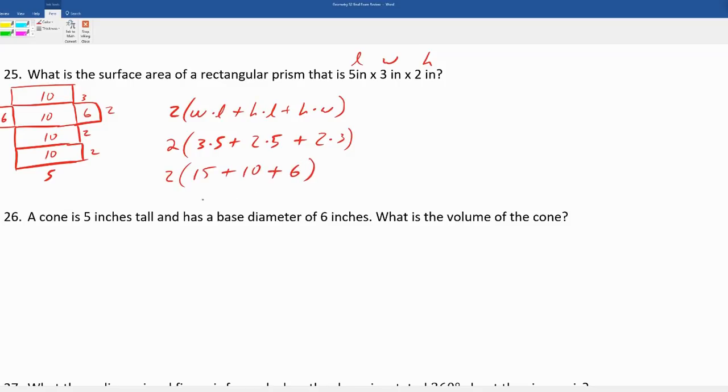Hey, how many sixes do we have? 2, right? How many tens do we have? Wait a minute. Hold on. Let me figure out this 15 real quick. So 15 plus 10, that's 25. 25 plus 6, that's 31. And 2 times 31 is 62.